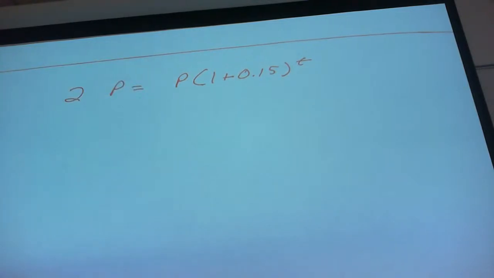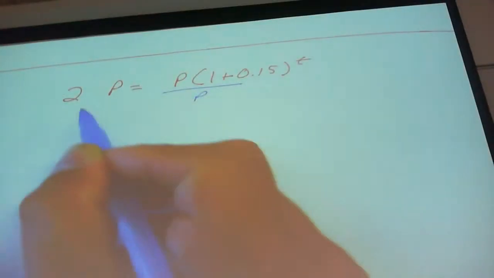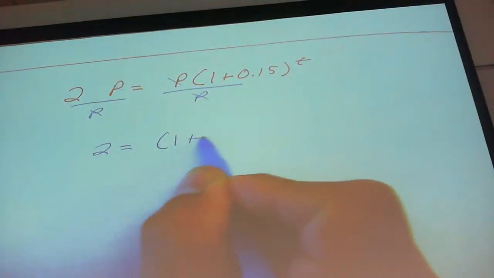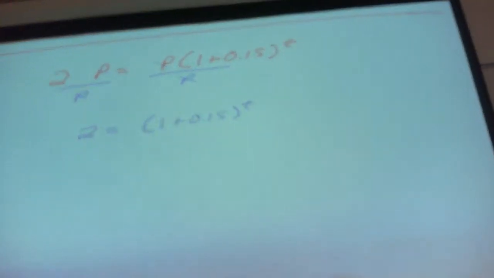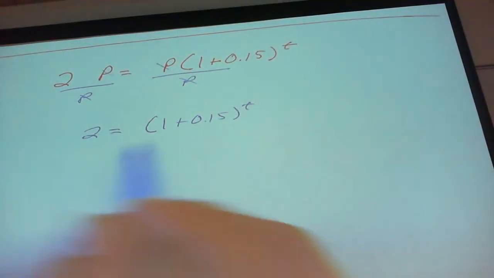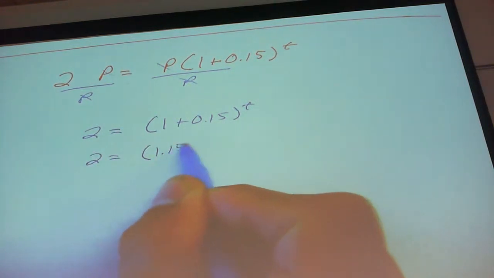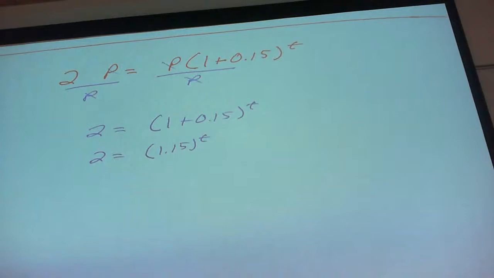Okay? Well, step 1, you may notice that there's a P here and a P here. So if I divide by P and divide by P, I'm left with 2 equals 1 plus 0.15 to the t. And you may also notice that 1 plus 0.15 would be 1.15 to the t. Okay? So we just did this a little bit ago. So solve for t. And you have a couple different ways of doing it. This is just an application of that. And round to the nearest year.